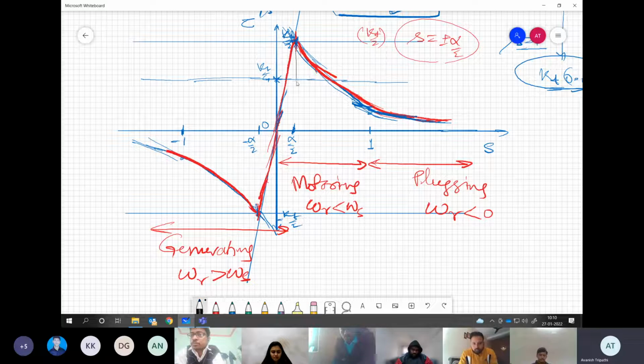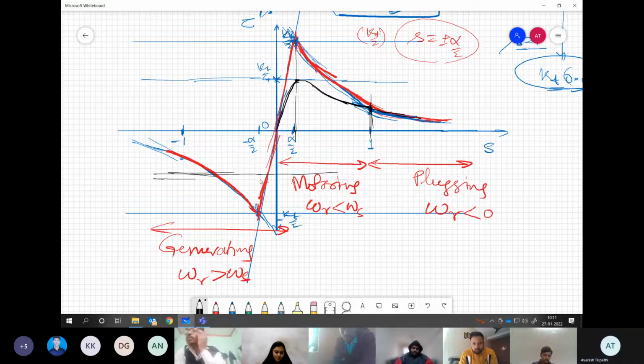But these points are correct: the maximum torque occurs at alpha by 2, and all these things are correct. A slightly smoother characteristic will be generated, and it will follow. Even the values we have seen at s equal to 1 are correct, so there is no problem in that. And similarly for the generation mode also, we will have Kt by 4 as the value, and this is a little smoother and then follows this.